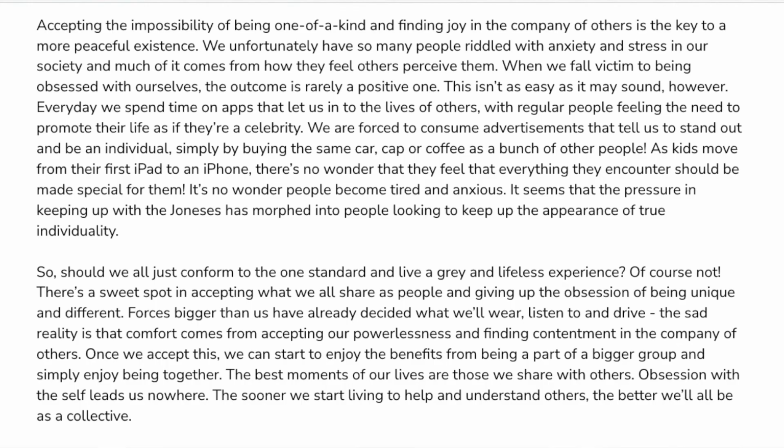Once we accept this, we can start to enjoy the benefits from being part of a bigger group and simply enjoy being together. The best moments of our lives are those we share with others. Obsession with the self leads us nowhere. The sooner we start living to help and understand others, the better we'll all be as a collective.